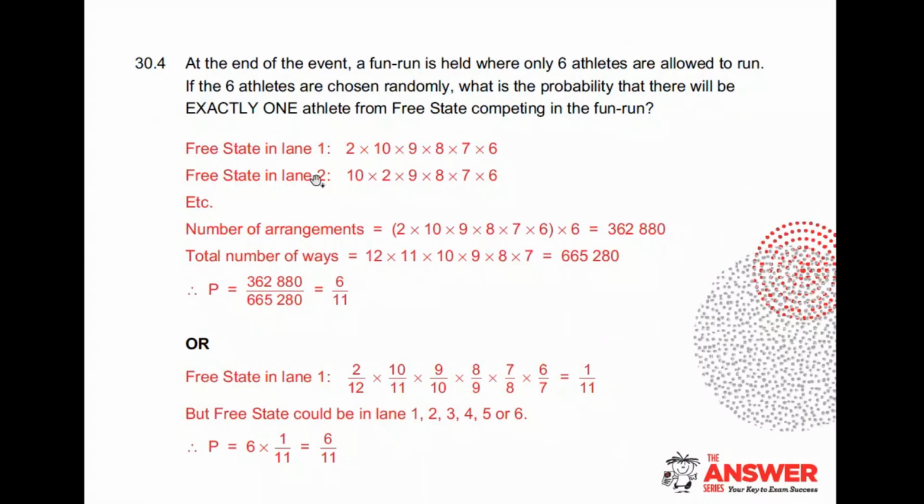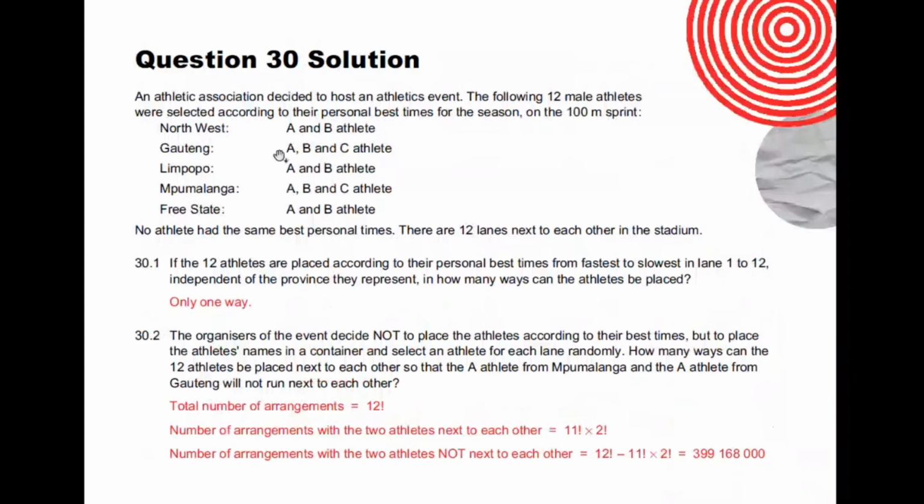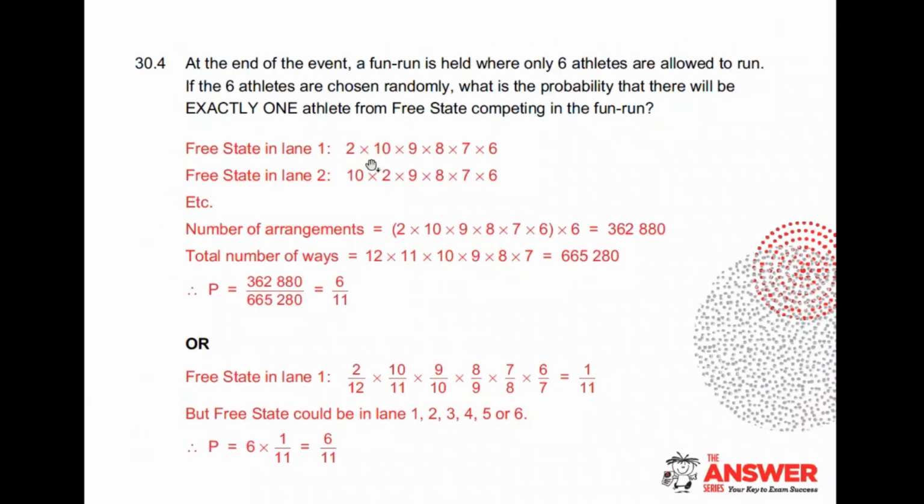Okay, if Free State goes in lane 1, how many Free States were there? There were 2. Okay, so there are 2 Free State athletes. So there are 2 possibilities in lane 1. Free State is not allowed another one, exactly 1 athlete. So how many athletes can go in lane 2? 10, because there are 10 left from the other 4 provinces. Then 9, then 8, then 7, then 6.